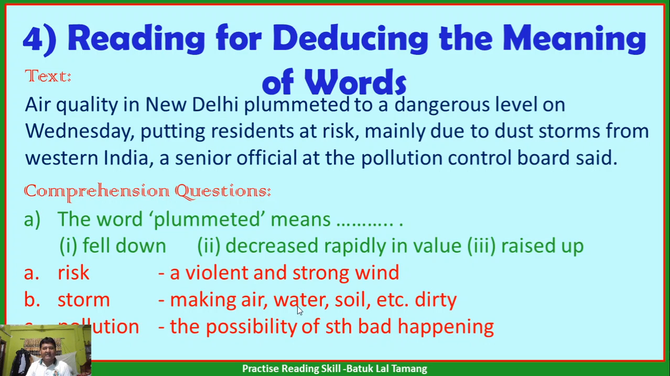If you already know the meaning, it's okay. Sometimes a similar type of meaning you can find here, and you have to go to this sentence and find the contextual meaning. You have to deduce the meaning according to the context. You have to guess the meaning according to the context. So putting residents at risk, that means putting residents at the possibility of something bad happening. In the same way, you can find the meaning of the other two words.